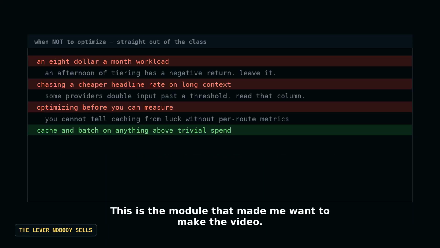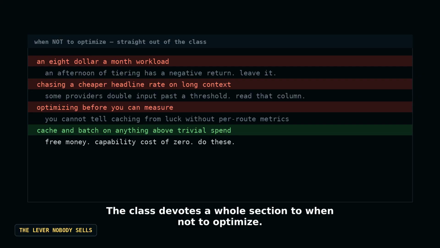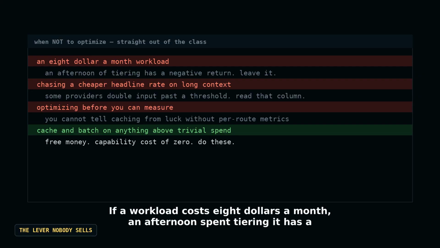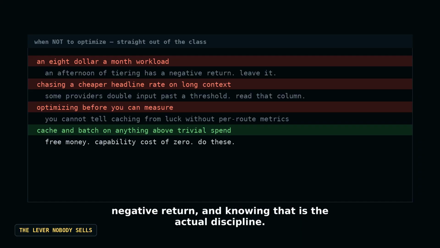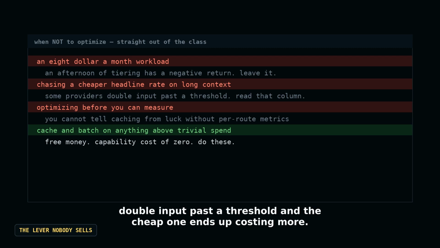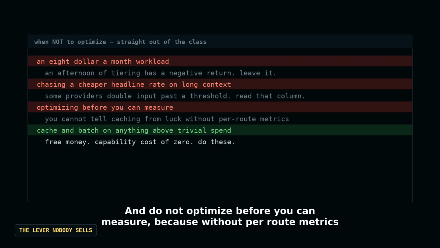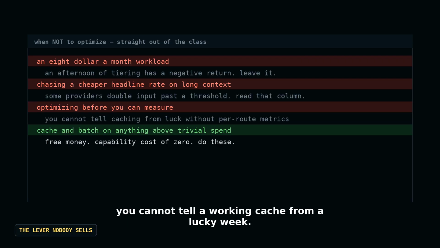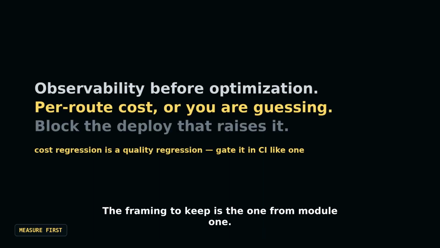This is the module that made me want to make the video. The class devotes a whole section to when not to optimize. If a workload costs $8 a month, an afternoon spent tiering it has a negative return, and knowing that is the actual discipline. Same with chasing a cheaper headline rate on long context, because some providers double input past a threshold, and the cheap one ends up costing more. And do not optimize before you can measure, because without per route metrics you cannot tell a working cache from a lucky week.